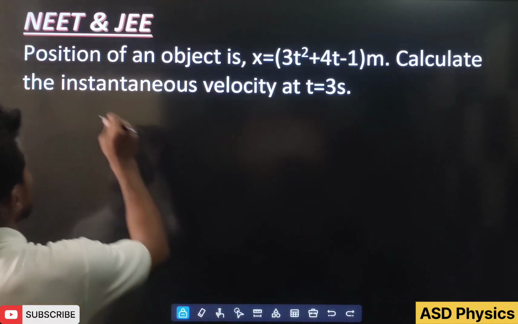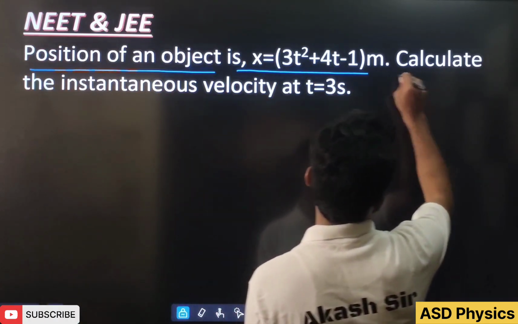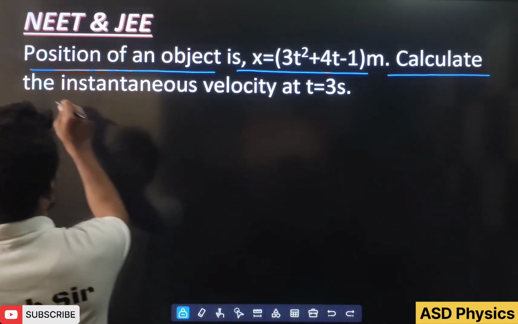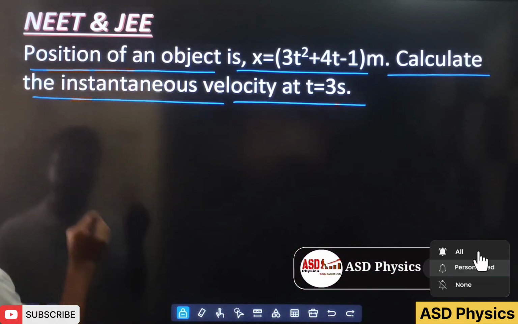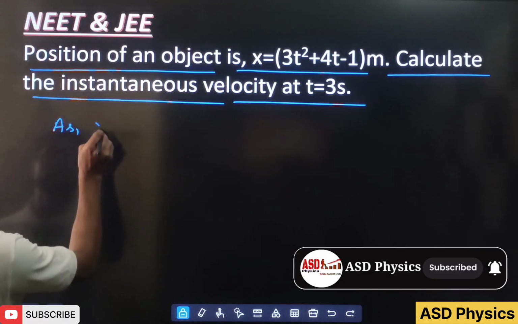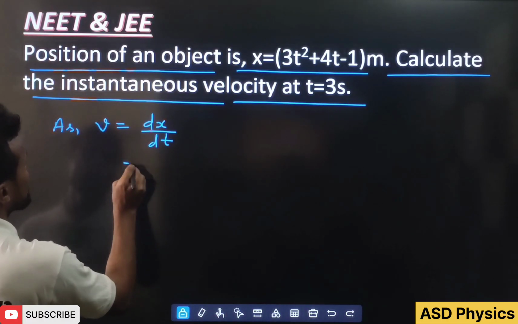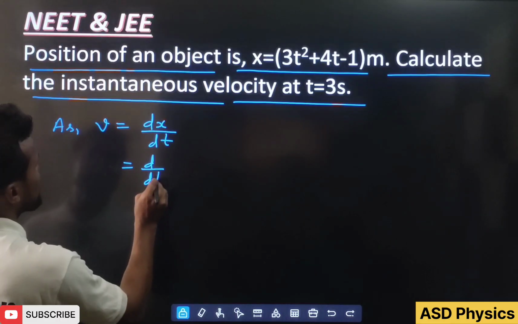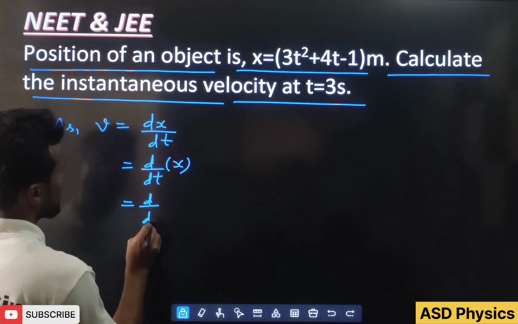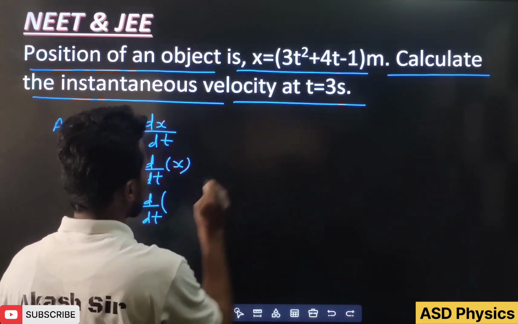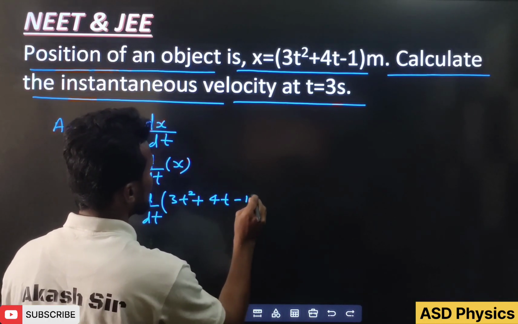See here, the question is: position of an object is x equal to 3t square plus 4t minus 1. Calculate the instantaneous velocity at t equal to 3 seconds. So we'll write v equal to dx by dt. With the very basics I will do it for you. So we can write d by dt of x. Now put the value of x from here: 3t square plus 4t minus 1.